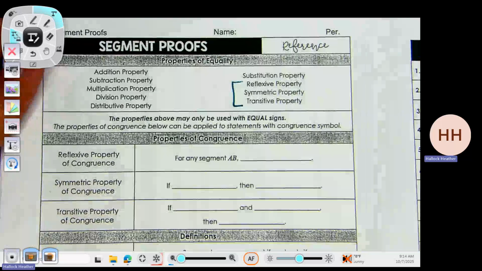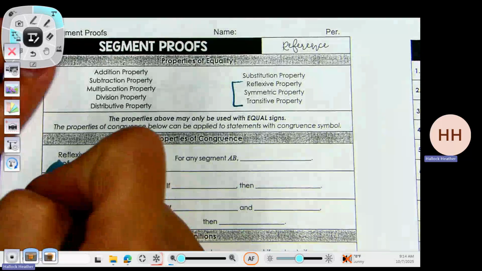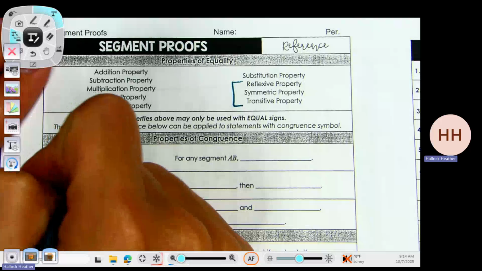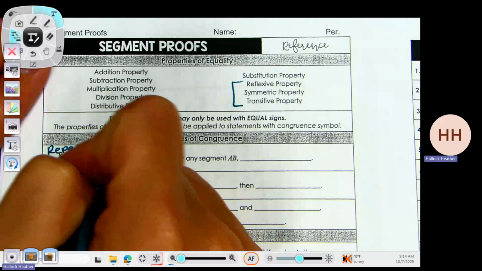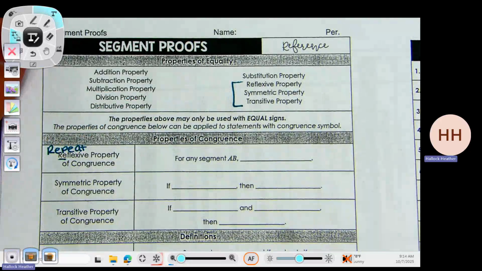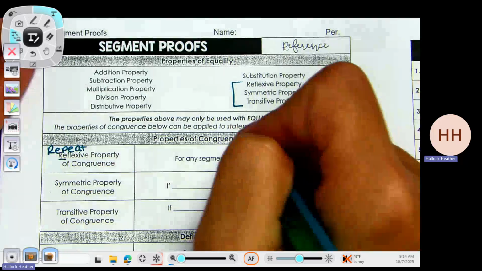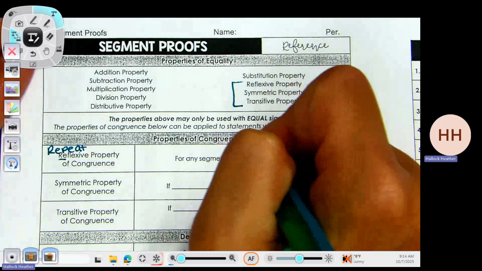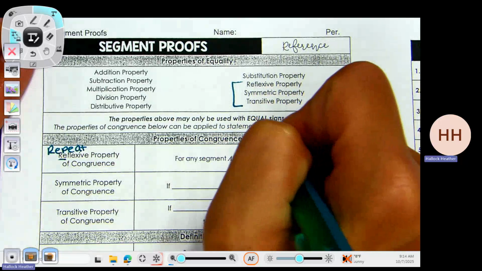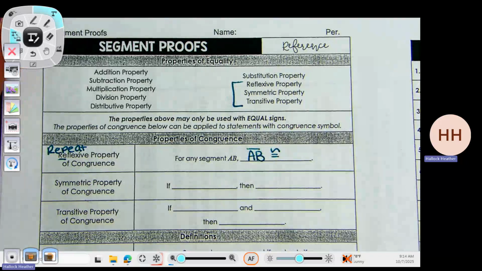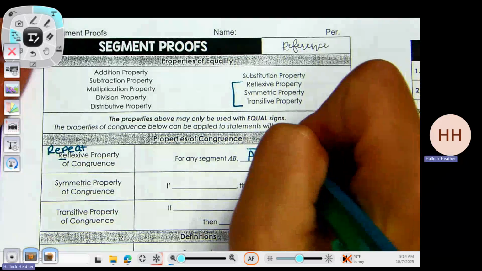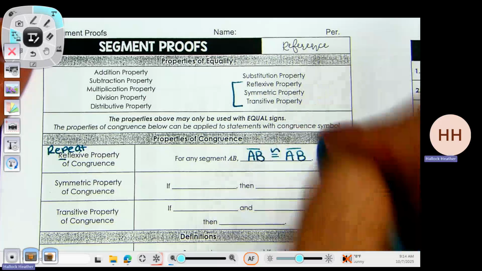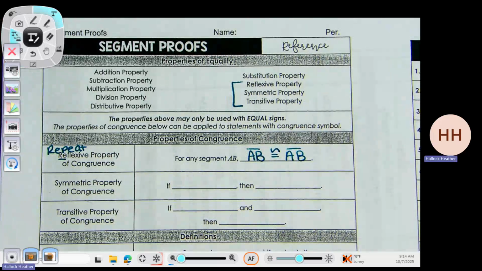It's the same thing. It's stupid because it's the RE. Let's put repeat above it. It literally repeats itself. It's silly. But for any segment AB, I could say AB is congruent to AB, because it says reflexive property of congruence. So now it's just a congruent symbol. So I could say AB equals or is congruent to AB. It's literally identical. It's pointless. You're like, what was the point of that? Literally just to confuse you.